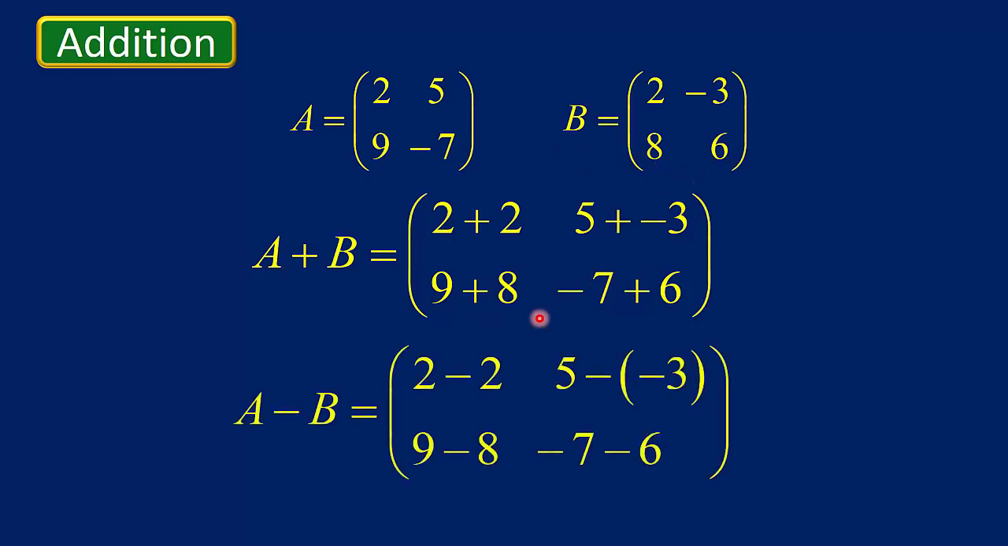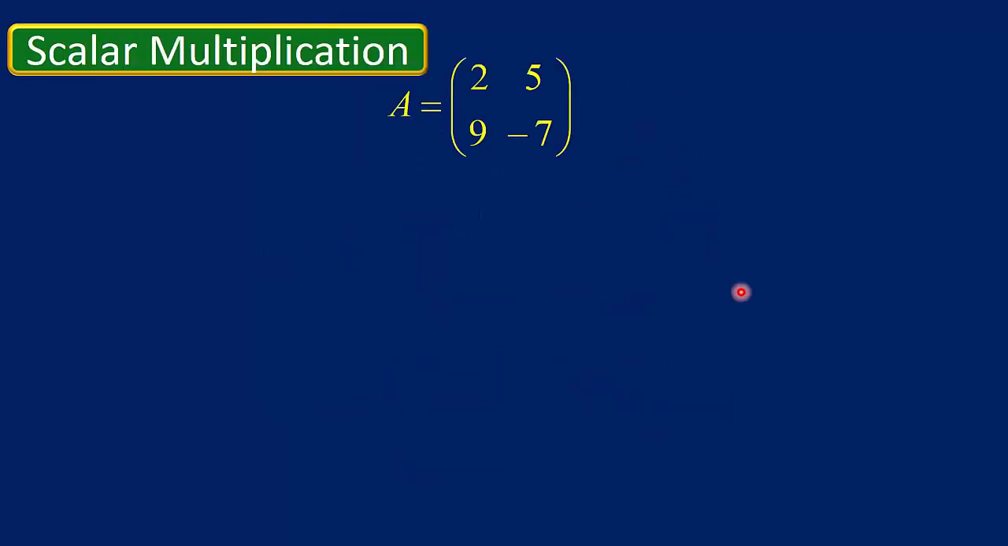Now, if we talk about subtraction, it's exactly what you would think. Now you're subtracting. So you take 2 minus 2. See? 5 minus a -3. Now you have to really watch out because when there are negatives involved, it's easy to make a mistake. But remember, it's 5 minus a negative. So that's going to be 5 plus 3. And so forth. 9 minus 8, -7 minus 6. Now, that's pretty straightforward.